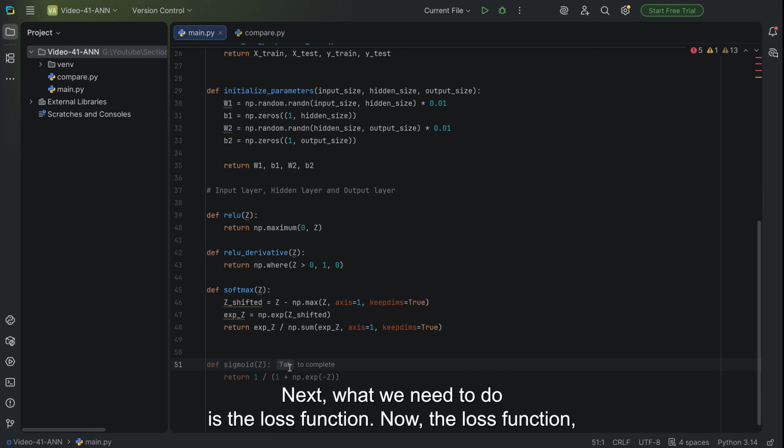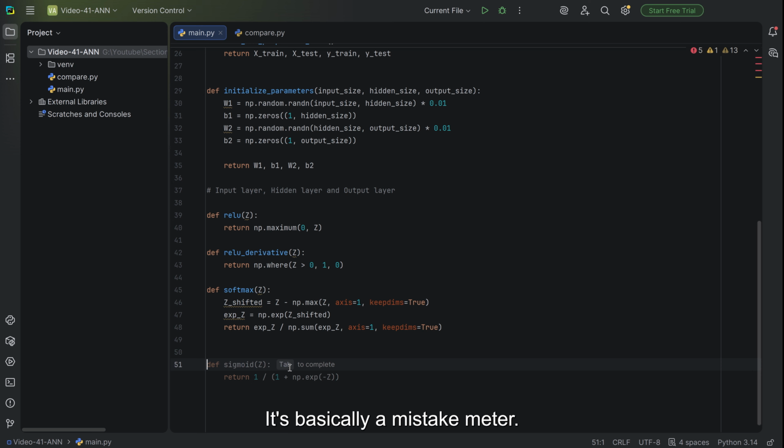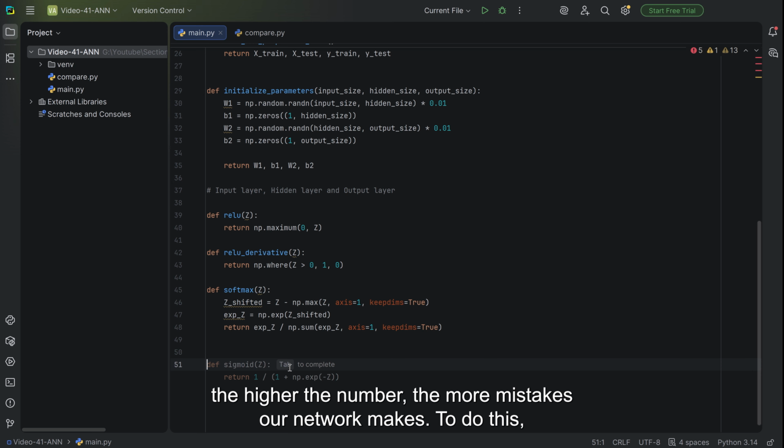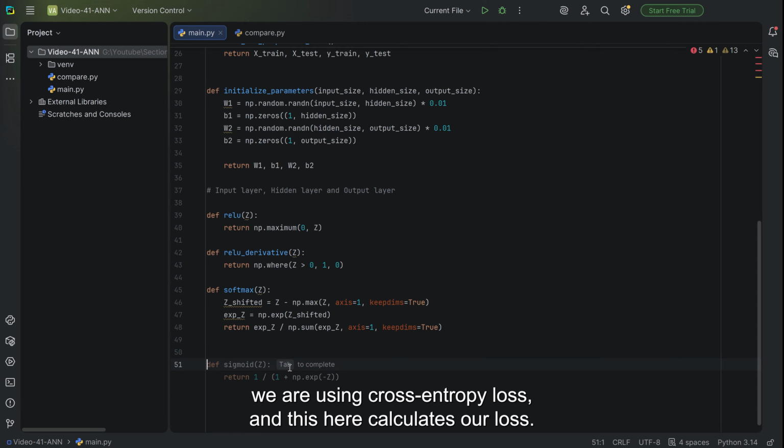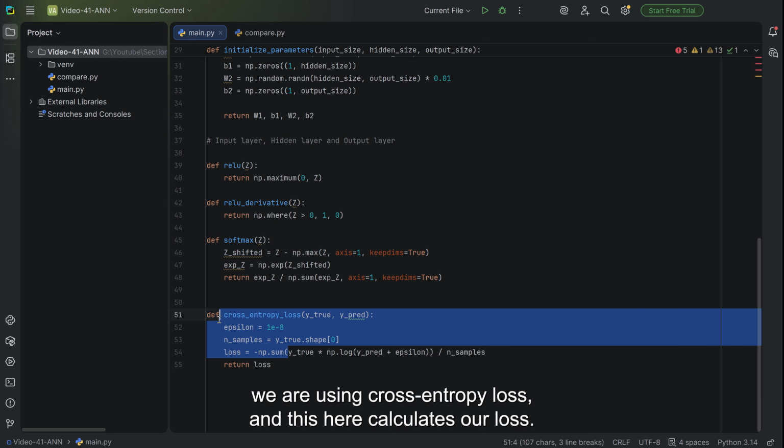Next, what we need to do is the loss function. Now, loss function, it measures how wrong our network is. It's basically a mistake meter. The higher the number, the more mistakes the network makes. To do this, we are using Cross-Entropy loss. And this here calculates our loss.